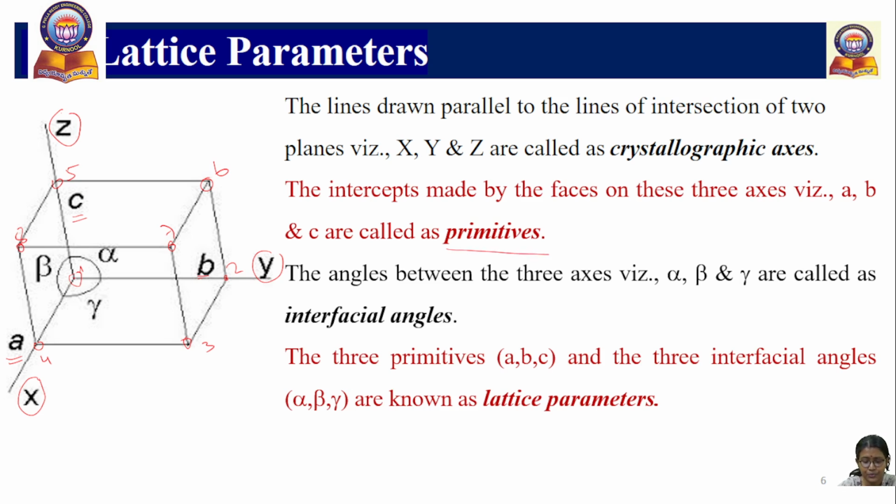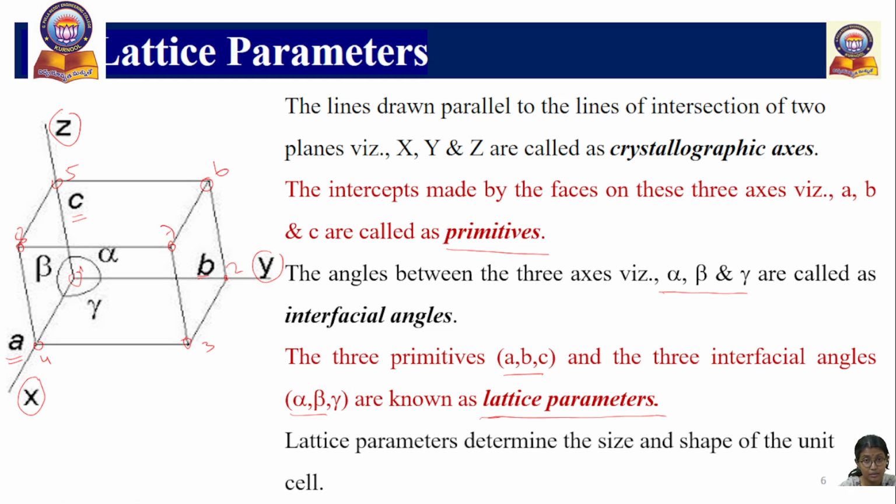Whereas, if we find the angle between x and y, y and z, and x and z, it can be anything. It can be 90 degrees, 120 degrees, any other value. So these angles alpha, beta, gamma are known as interfacial angles. Altogether, A, B, C and alpha, beta, gamma are known as lattice parameters. So lattice parameter is not only angles or only the lengths, it is both. If we say primitives, then it is only A, B, C. If we say interfacial angles, then it is only alpha, beta, gamma. It is important to identify them so that we can classify different types of unit cells.